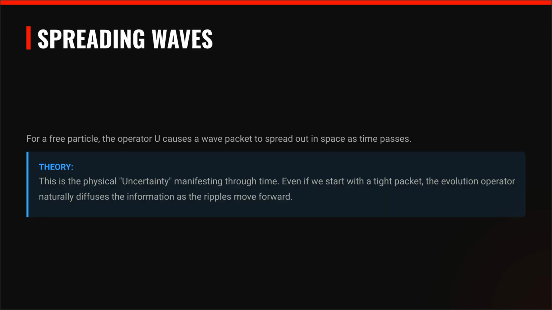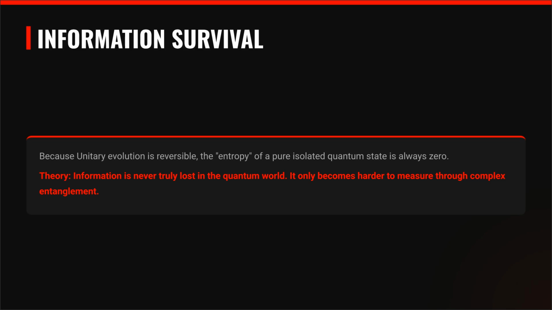For a free particle, the operator U causes spreading waves, where the wave packet naturally diffuses in space. This is the physical manifestation of the uncertainty principle over time. Because unitary evolution is reversible, information survival is guaranteed. The entropy of a pure isolated quantum state is always zero, meaning information is never truly lost.